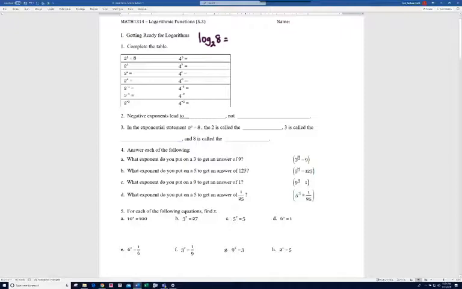I would just say the first thing you need to do if you're going to be successful with logs is you need to make sure you know your exponents. Just doing basic exponent arithmetic. And so that's what you're doing on this first page. So I would encourage you to do every problem that you can on this first page and then watch the video, and let's see how you do.